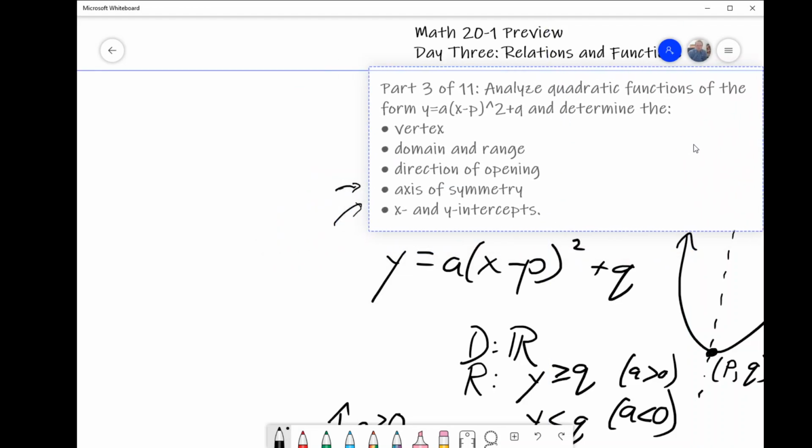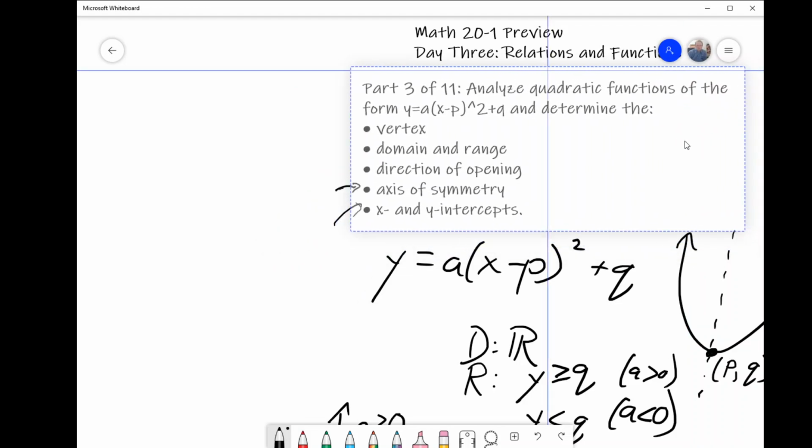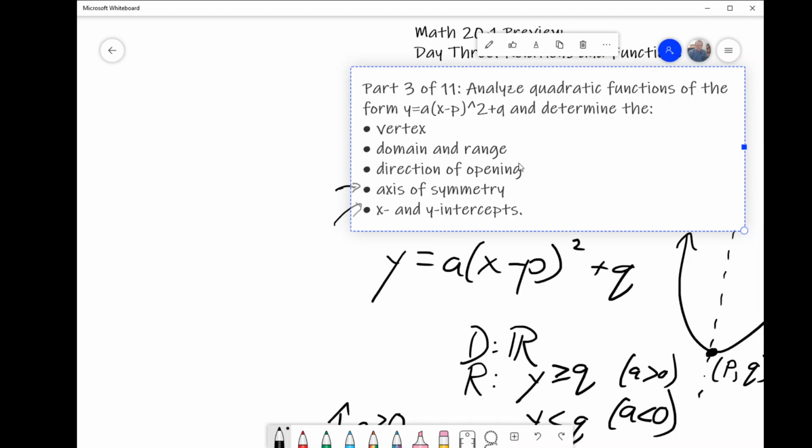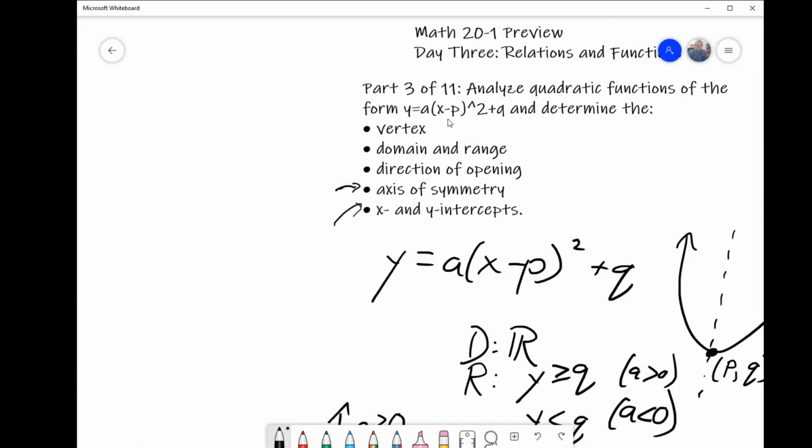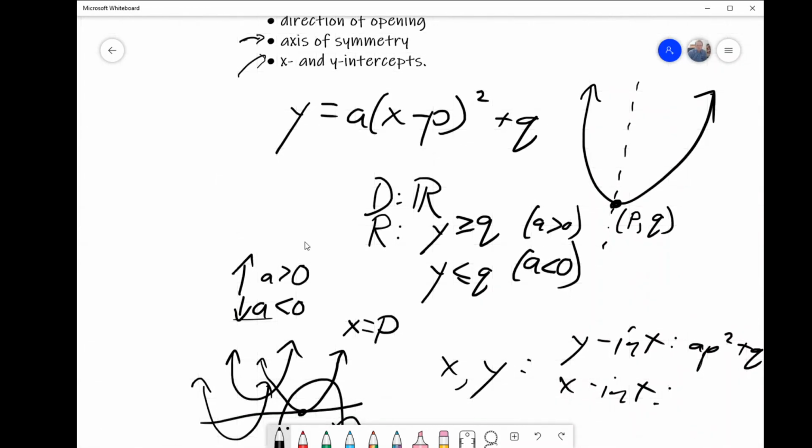Finding the vertex in this notation is actually going to be the easiest part by far, because we can read those p and q coordinates right out of the formula. But that is the nutshell version of point 3.